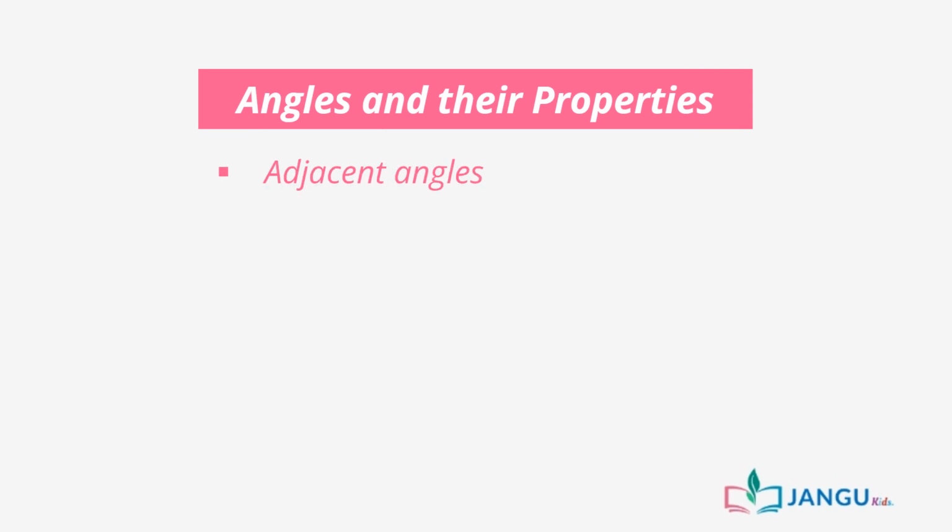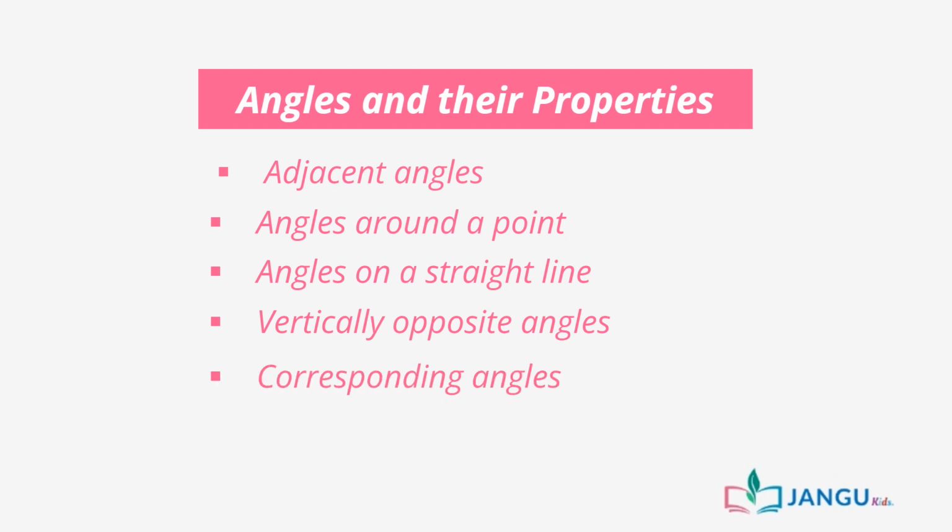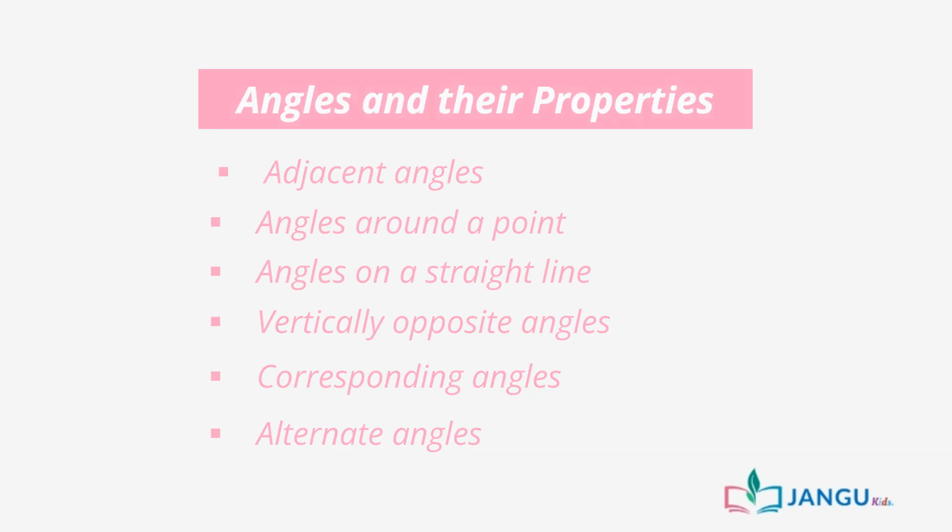Moving on, let's learn about another categorization of angles. 1. Adjacent angles. 2. Angles around a point. 3. Angles on a straight line. 4. Vertically opposite angles. 5. Corresponding angles. And 6. Alternate angles. Let's learn about them one after the other.